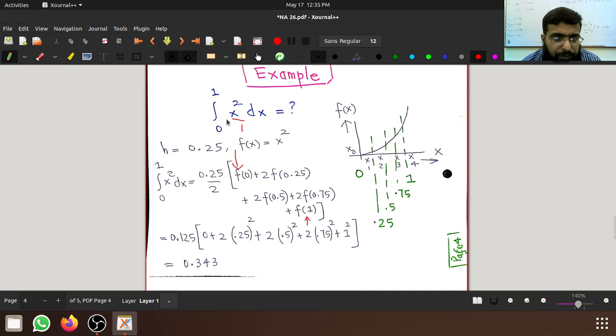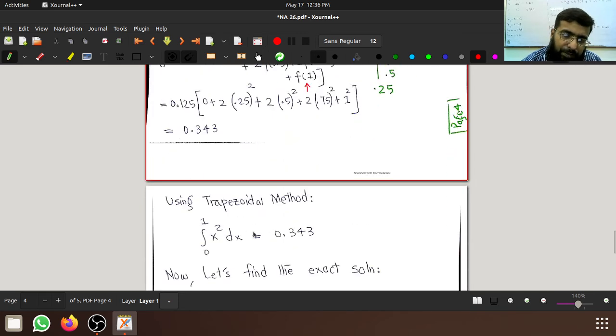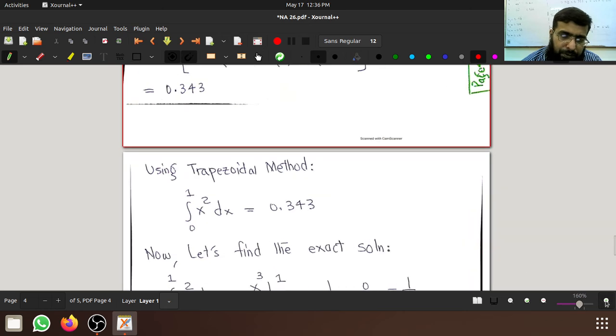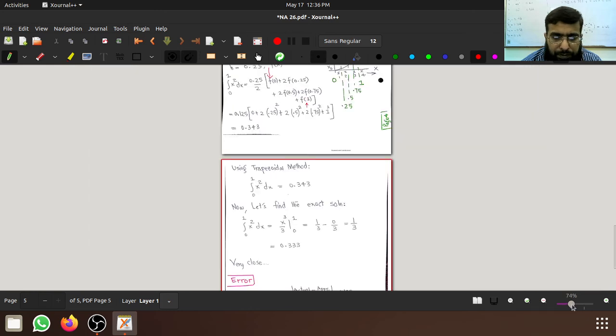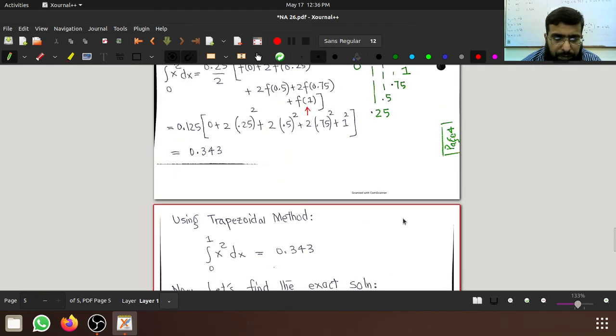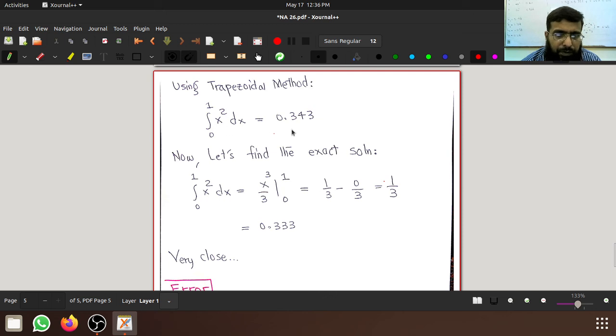So f of 0: we put 0 here, 0 squared is 0, plus 2 times f of x evaluated at 0.25. So f of x is x squared, so 0.25 squared, plus 2 times 0.5 squared, plus 2 times 0.75 squared, plus 1 squared. It comes out to be 0.343. So using this trapezoidal method, we have evaluated it to be equal to 0.343.